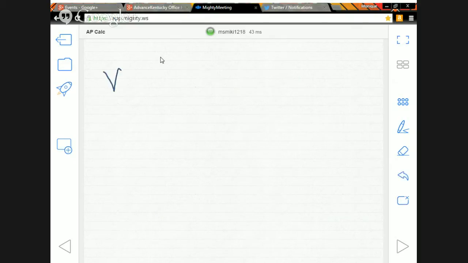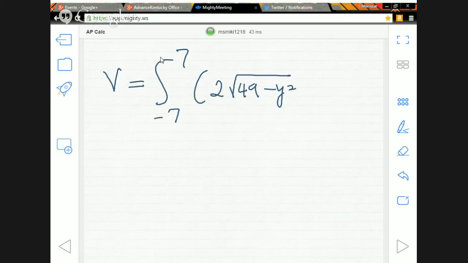In other words, the volume that we're looking for is a definite integral from -7 to 7 of 2 times the square root of 49 minus y squared, all squared, dy. I'm going to assume that you can probably finish from this point forward and move on to another problem.